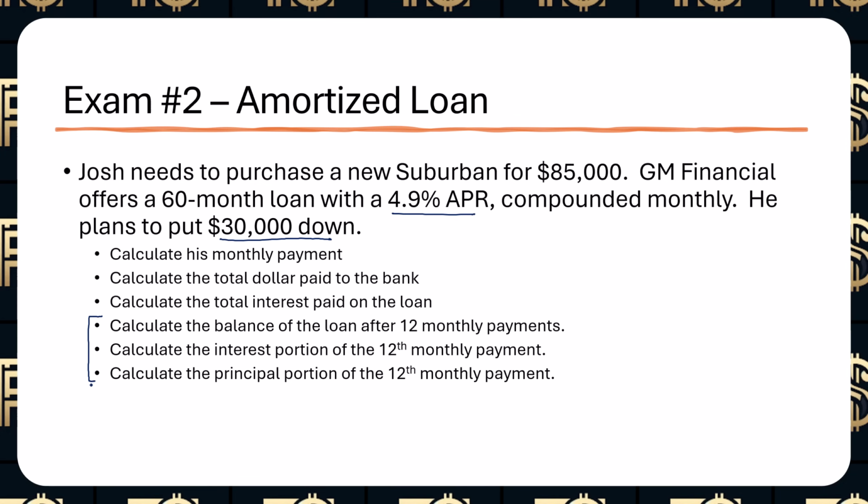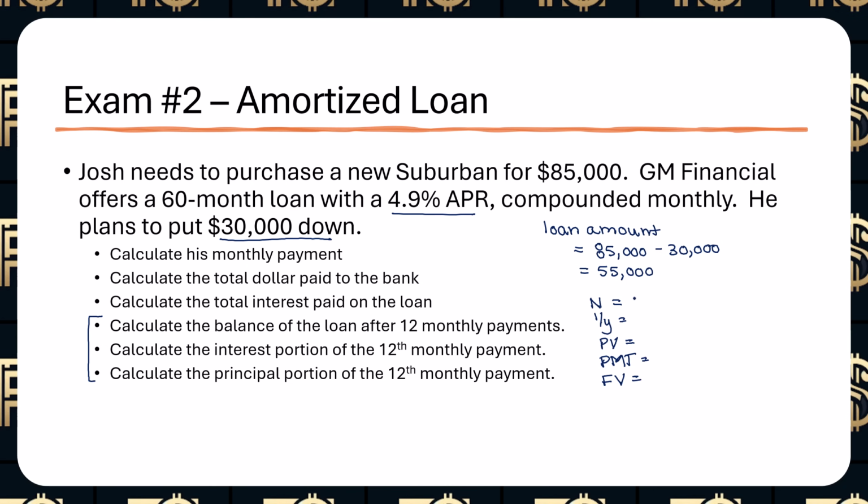Now, step one in this problem is to find the amount that he must borrow from the bank. The loan amount is equal to the price of the vehicle, the out-the-door number, minus his down payment. And what we find is that we're going to borrow $55,000 from the bank to finance the purchase of this new vehicle. Now that we know the loan amount, we can set up our TVM inputs, and we're going to solve for his monthly payment.